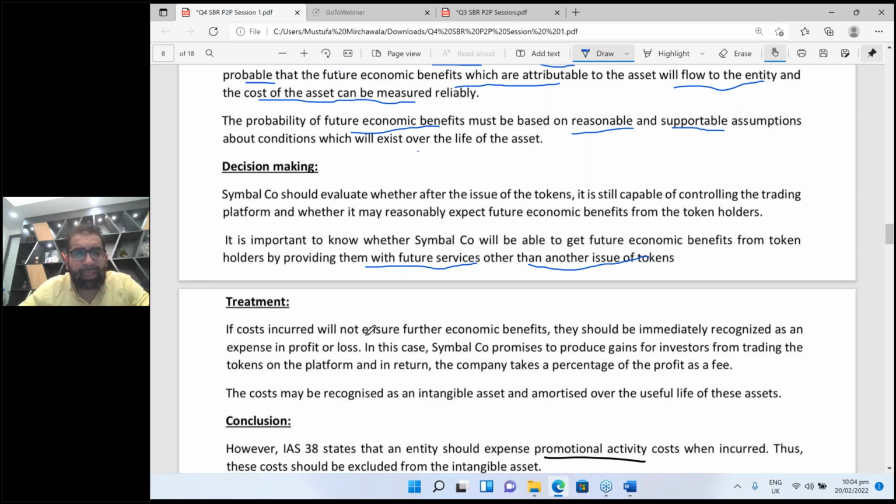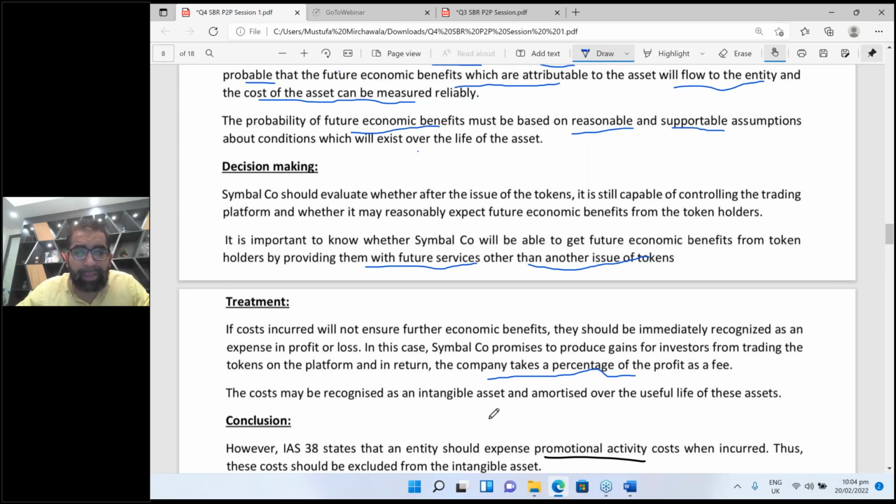If cost incurred will not ensure future economic benefits, it should be immediately recognized as an expense in profit and loss. Yes, in this case, the symbol company promises to produce gains for investors from trading the tokens on the platform, and in return the company takes a percentage of the profits as a fee. See, this is the economic benefit.